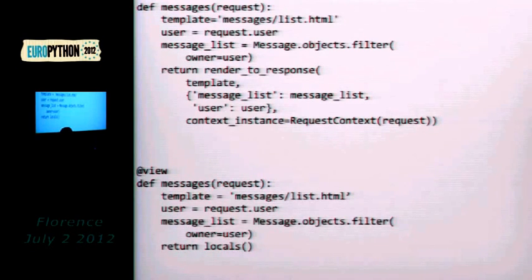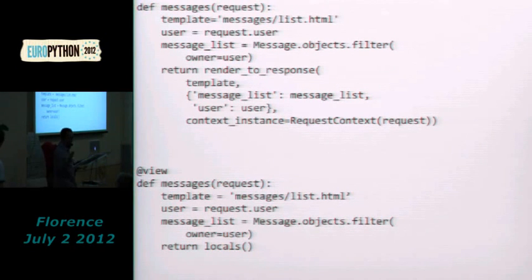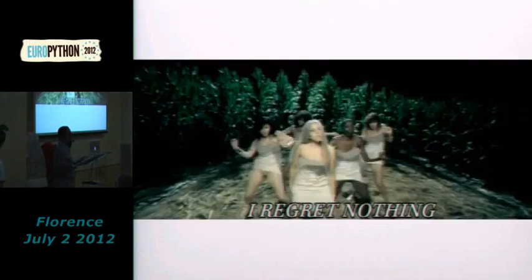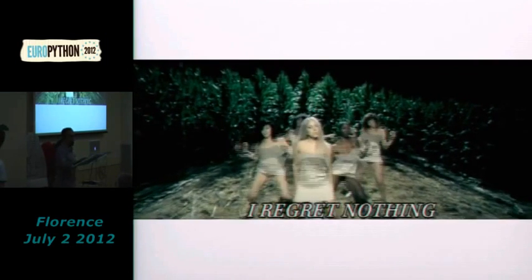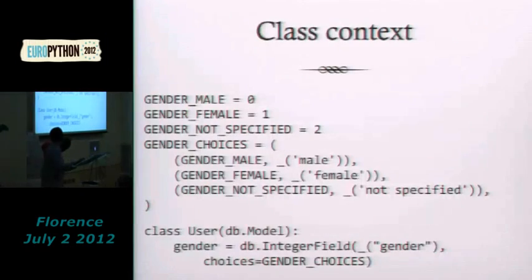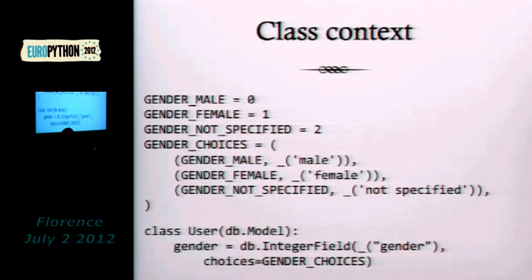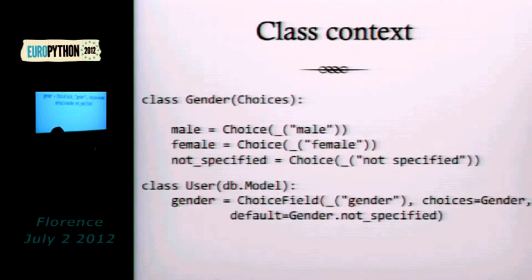I don't even have to specify which template is used, because it knows it's in locals. And the request, you know the drill. It works. So this is the way Django developers want you to define choices. I find it fugly and violating DRY. So I wrote my own class-based choices.